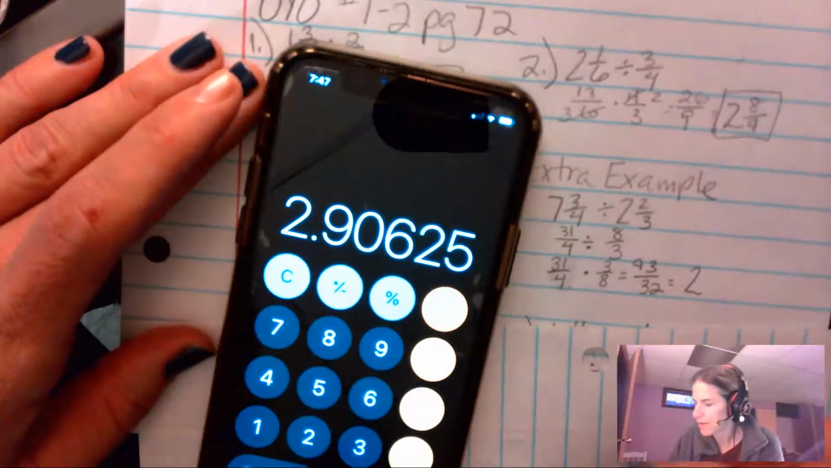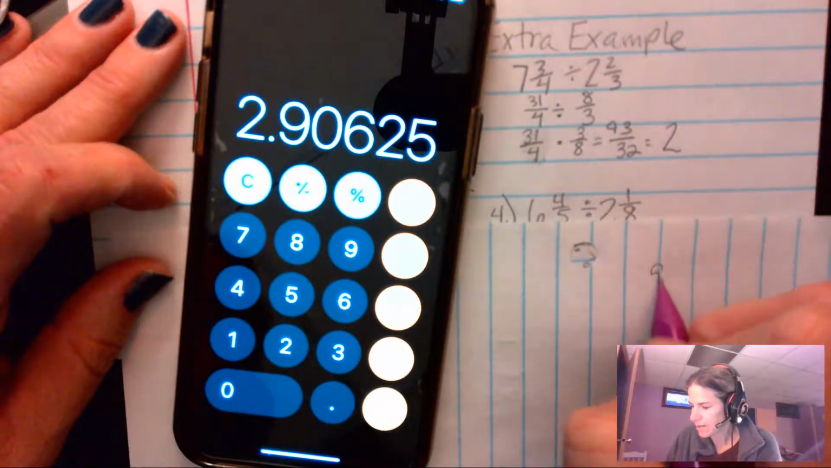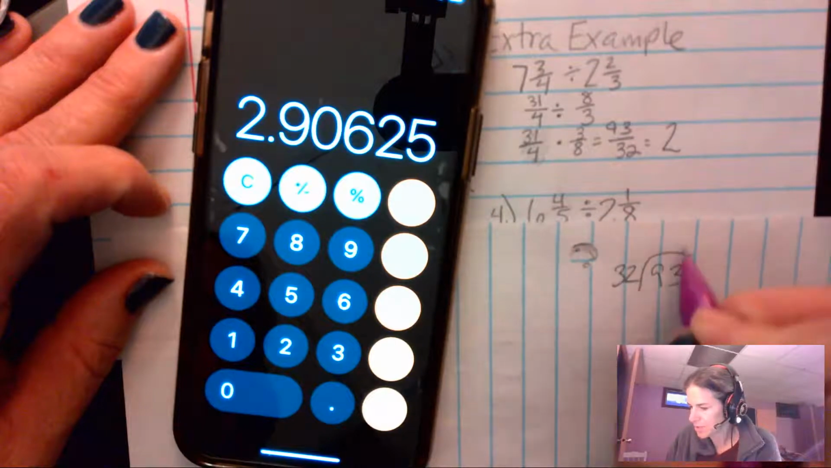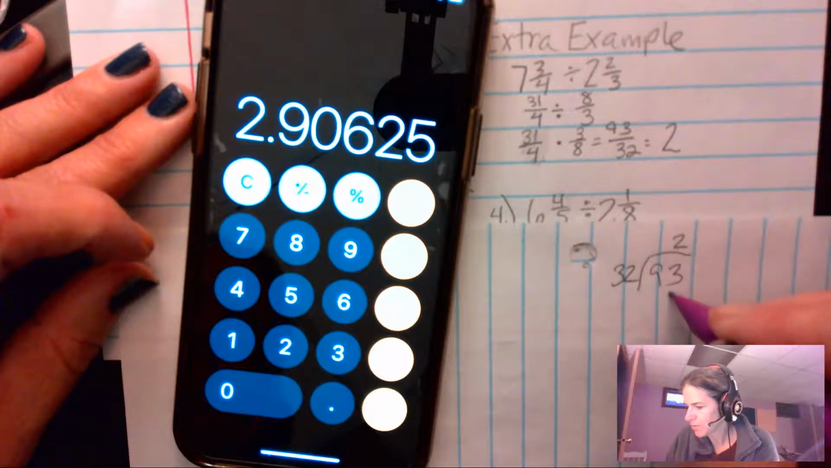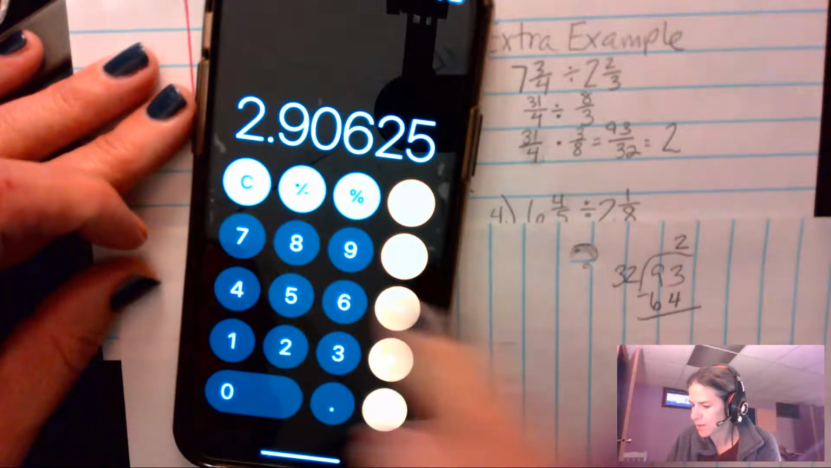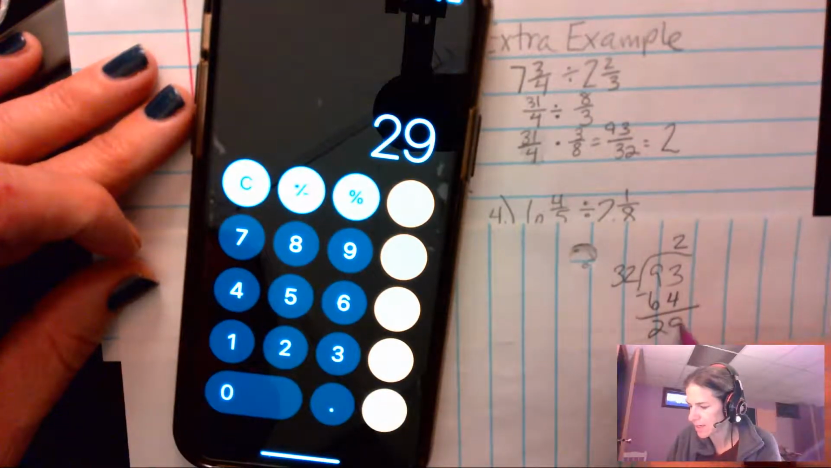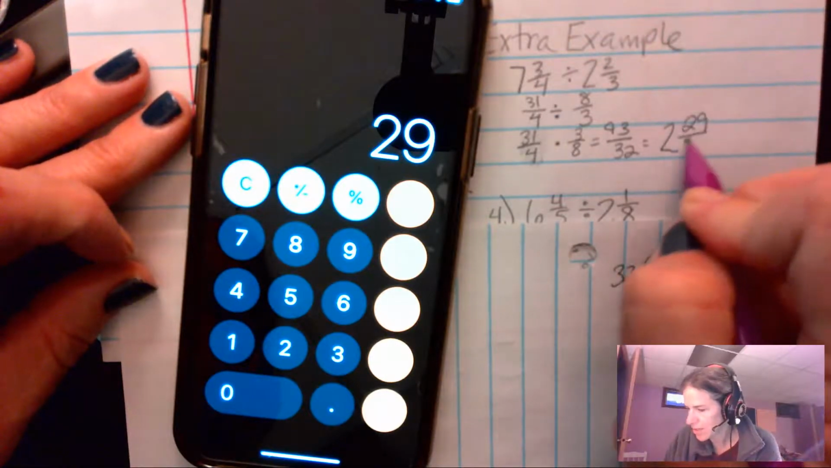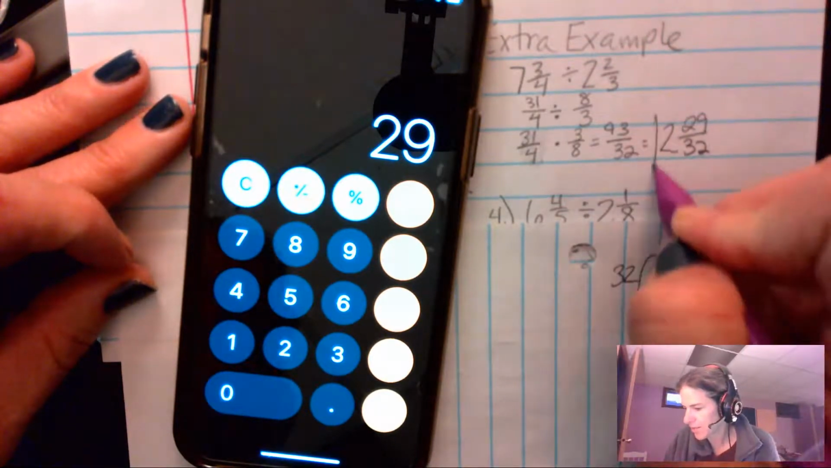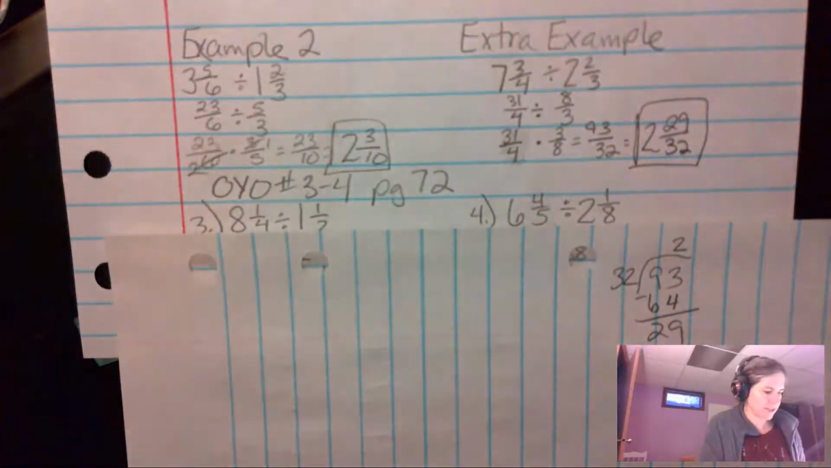Okay, so if I have 93 divided by 32, and I know it's 2 times 32 is 64. I can even do 93 minus 64, and I get 29. So my answer is 2 and 29 32nds. They don't have a common factor. That is my final answer. 2 and 29 32nds, kids.